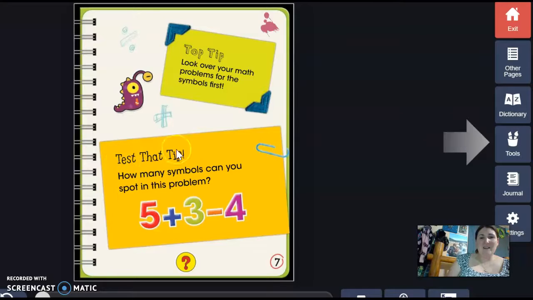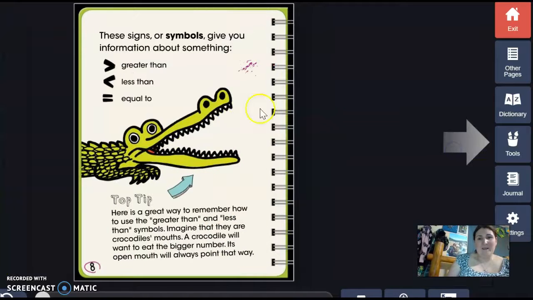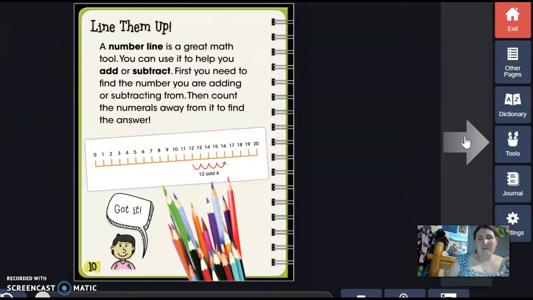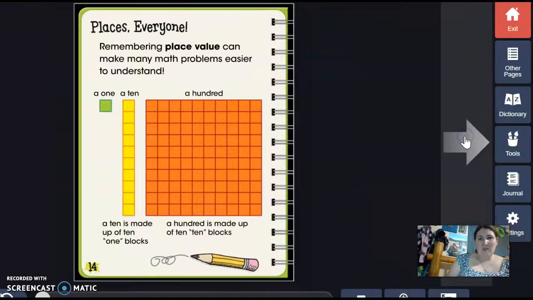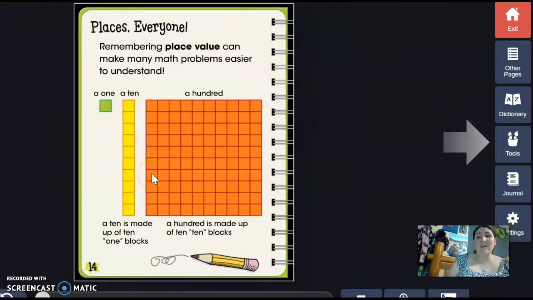Okay, so it says test that tip. How many symbols can you spot in this problem? Okay, and I want to go very quickly to this one because we have been using place value models for our addition and subtraction. So this says places everyone. Remembering place value can make many math problems easier to understand. So here was a 100 block, that flat one that we had. Here was a 10, the long skinny one. And here was a 1. So we had been working on that.